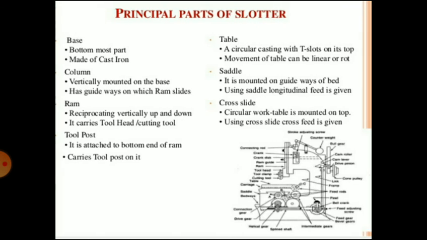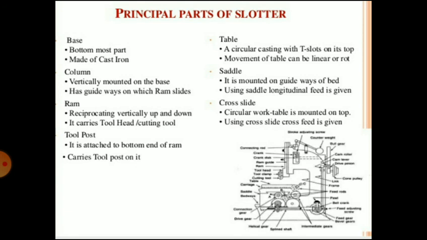So these are the different parts of the slotter. Base, that is the bottommost part, made up of cast iron. Then the next part, the column, is vertically mounted on the base and has guideways on which the ram slides. Then the ram reciprocates vertically up and down. It carries the tool head or the cutting tool at its other end. Tool post is attached to the bottom end of the ram and it carries the tool.